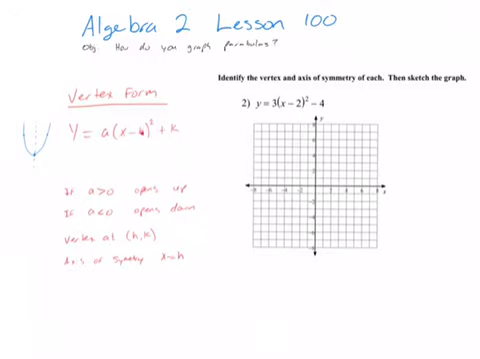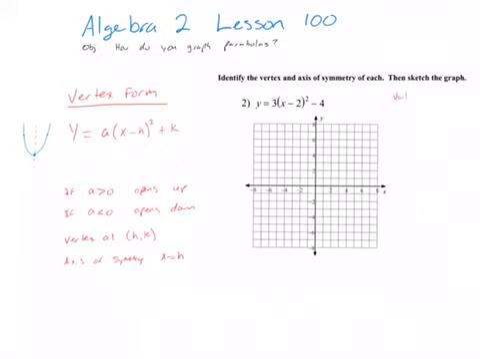This x minus h, if you take the opposite of this, so like right here we'd use 2, and then here we'd use negative 4, so my vertex of this one would be 2, negative 4. And that's the vertex right here, 2, negative 4. And then the axis of symmetry is just x equals h, or x equals 2 in our case. So as we kind of talked about that, let's go ahead and write that down.